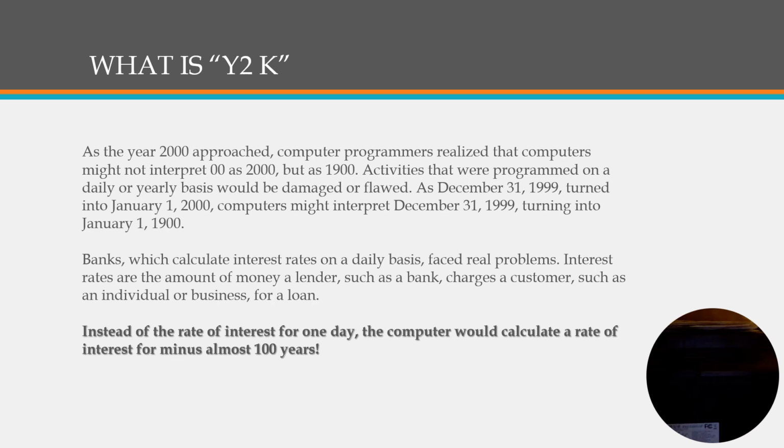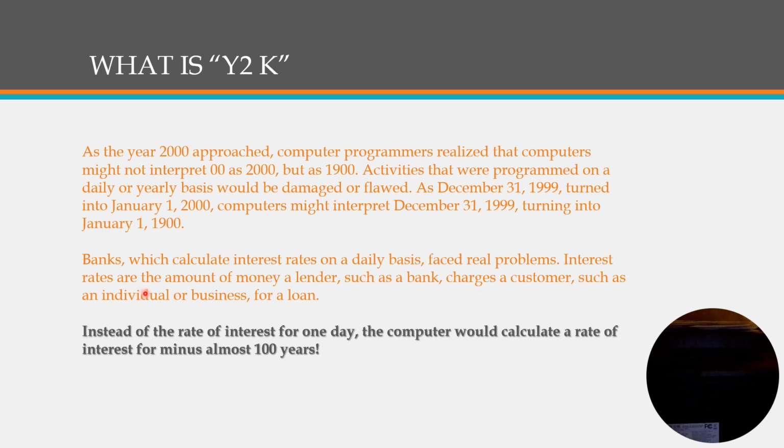And here you can read, as the year 2000 approached, computer programmers realized that computers might not interpret 00 as 2000, but as 1900. Activities that were programmed on a daily or yearly basis would be damaged or flawed as of December 31st, 99, turned into January 1st, 2000. Computers might interpret December 31st, 99, turning into January 1st, 1900. Here's your issue. Banks which calculate interest rates on a daily basis faced real problems. It should be consumers.